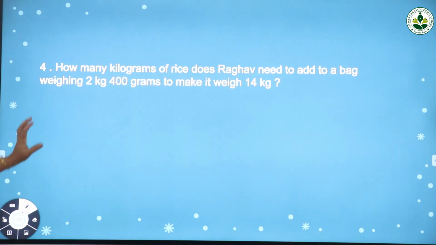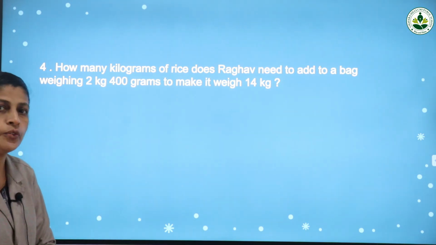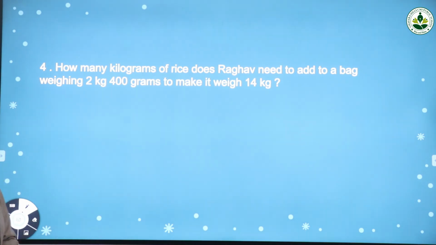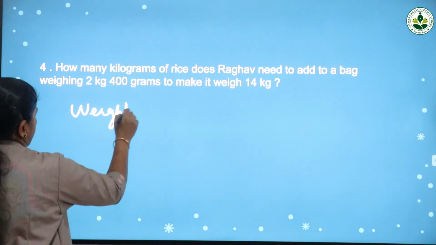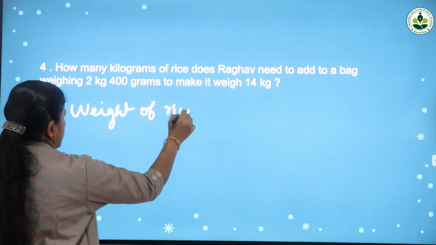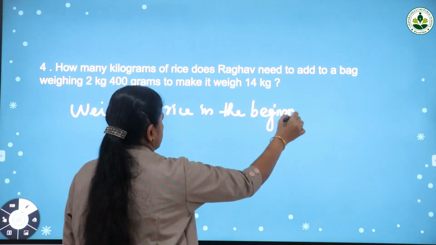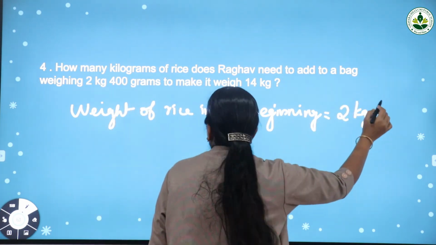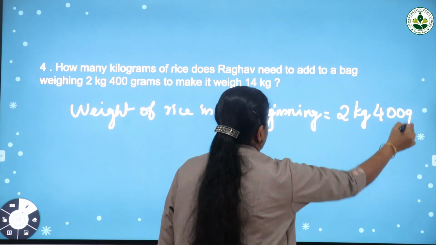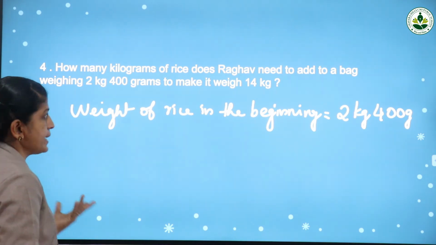Therefore, first write the given things. What is given? The weight of rice in the beginning. He is having 2 kilogram 400 grams of rice with him. He wants 14 kilogram of rice. For that, how much rice does he need? That's the question. Therefore, weight of rice in the beginning is equal to 2 kilogram 400 gram.